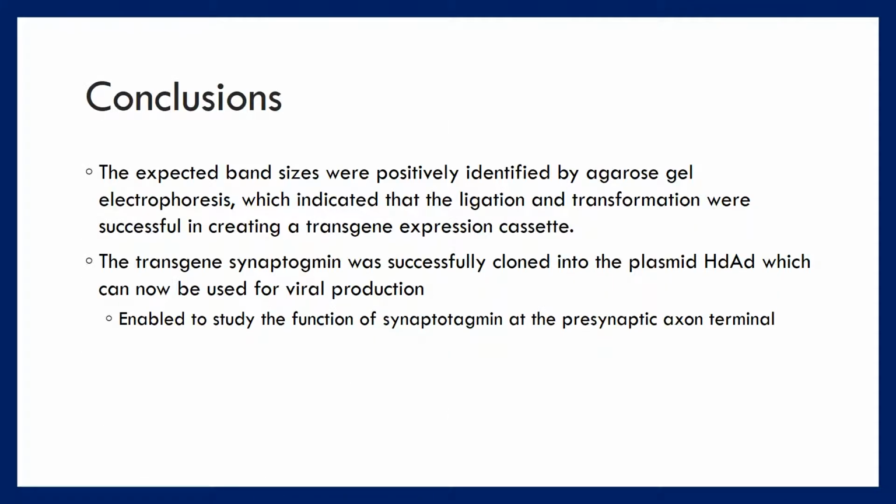From there, we're able to draw a conclusion that the expected band sizes were positively identified by agarose gel electrophoresis, which indicated that the ligation transformation was successful in creating a transgene expression cassette. Being that we're successful in creating the cassette, we're able to use that to be cloned into plasmid HDAd, which can be used for virus production. This enables us to study the function of synaptotagmin at the presynaptic terminal and determine its function in neurotransmitter release.